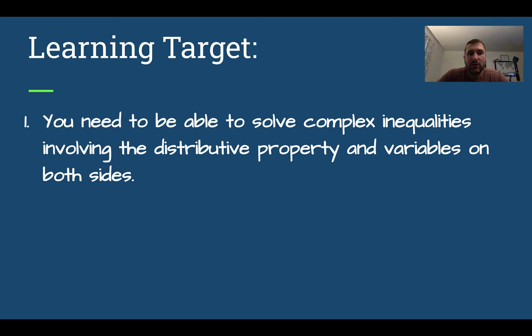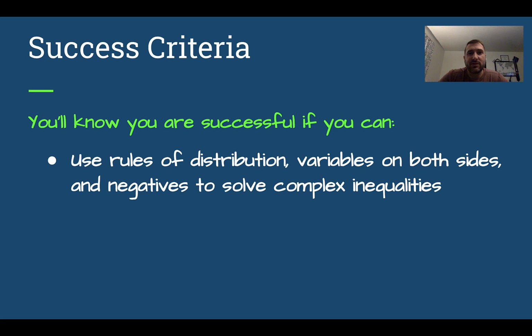After this lesson, you need to be able to solve complex inequalities involving the distributive property and with variables on both sides. You'll know you're successful if you can use the rules for distribution and for variables on both sides, and because we're dealing with inequalities, we need to watch out for those negatives, using those as well to solve complex inequalities.